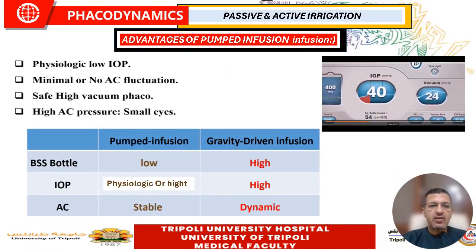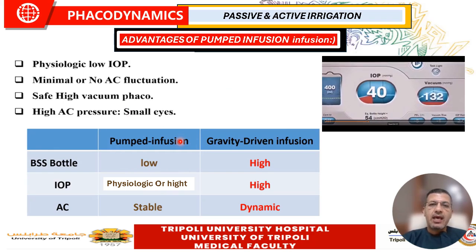Now, what are the advantages of pumped infusion? With pumped infusion, you can control the intraocular pressure, and you can set a target intraocular pressure for your operation based on the situation of the patient and the associated problems inside the eye, like the presence of zonule weakness or subluxation of the lens and so on. It has minimal fluctuation in the anterior chamber because there is no fluctuation in the intraocular pressure, and this makes the operation more stable and safer, and the risk of surge is minimal as compared to the gravity-based infusion.